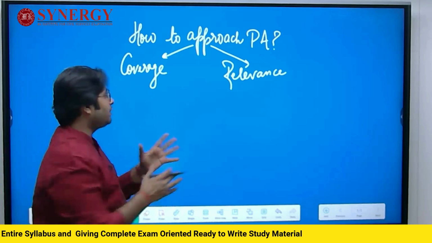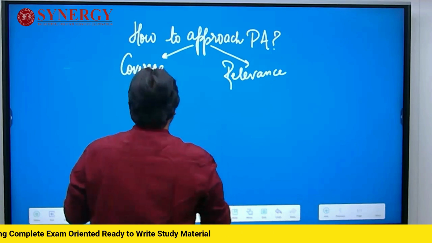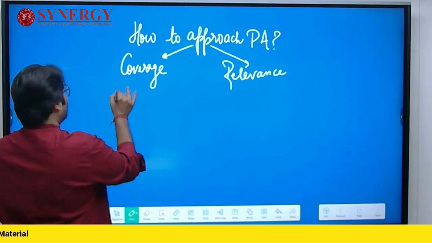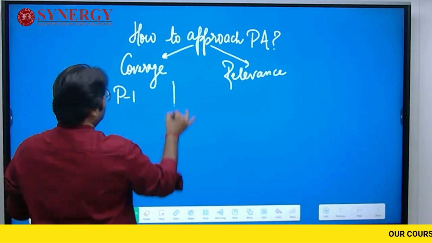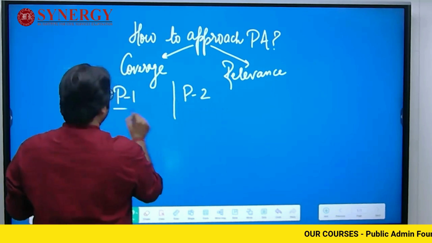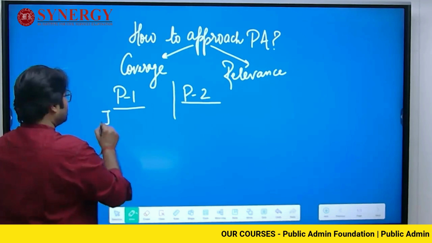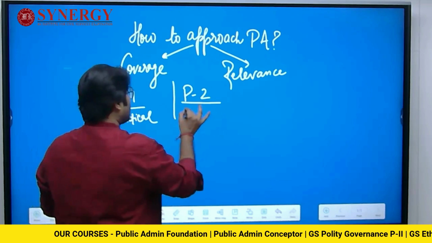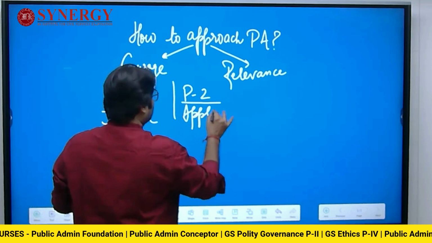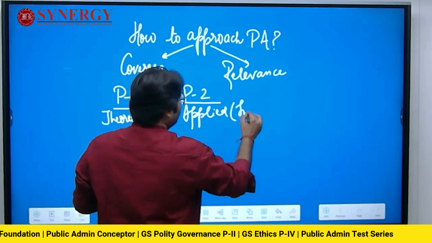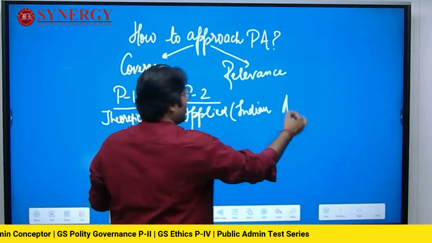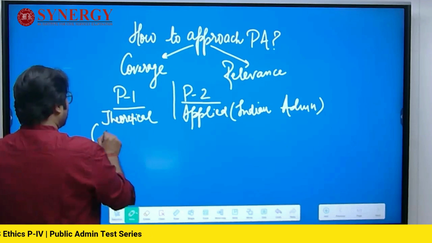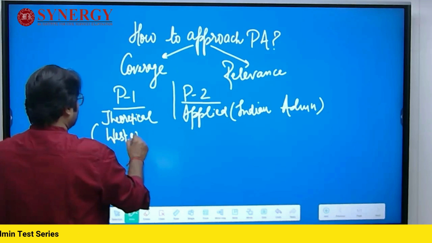Fine. So very briefly, when you think of public administration in the mains, you have two papers, paper one and paper two. Paper one, as people believe, is obviously more theoretical, and paper two is more applied, related to basically Indian administration. Paper one is more related to, you can say, American or Western study.